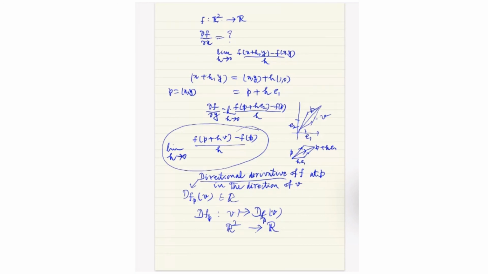But what kind of map is this? And check that this map is linear. So what I'm saying now, therefore, is if you have a real valued function on R2, at any fixed point P, taking the directional derivatives in all possible directions gives you a linear map from R2 to R.